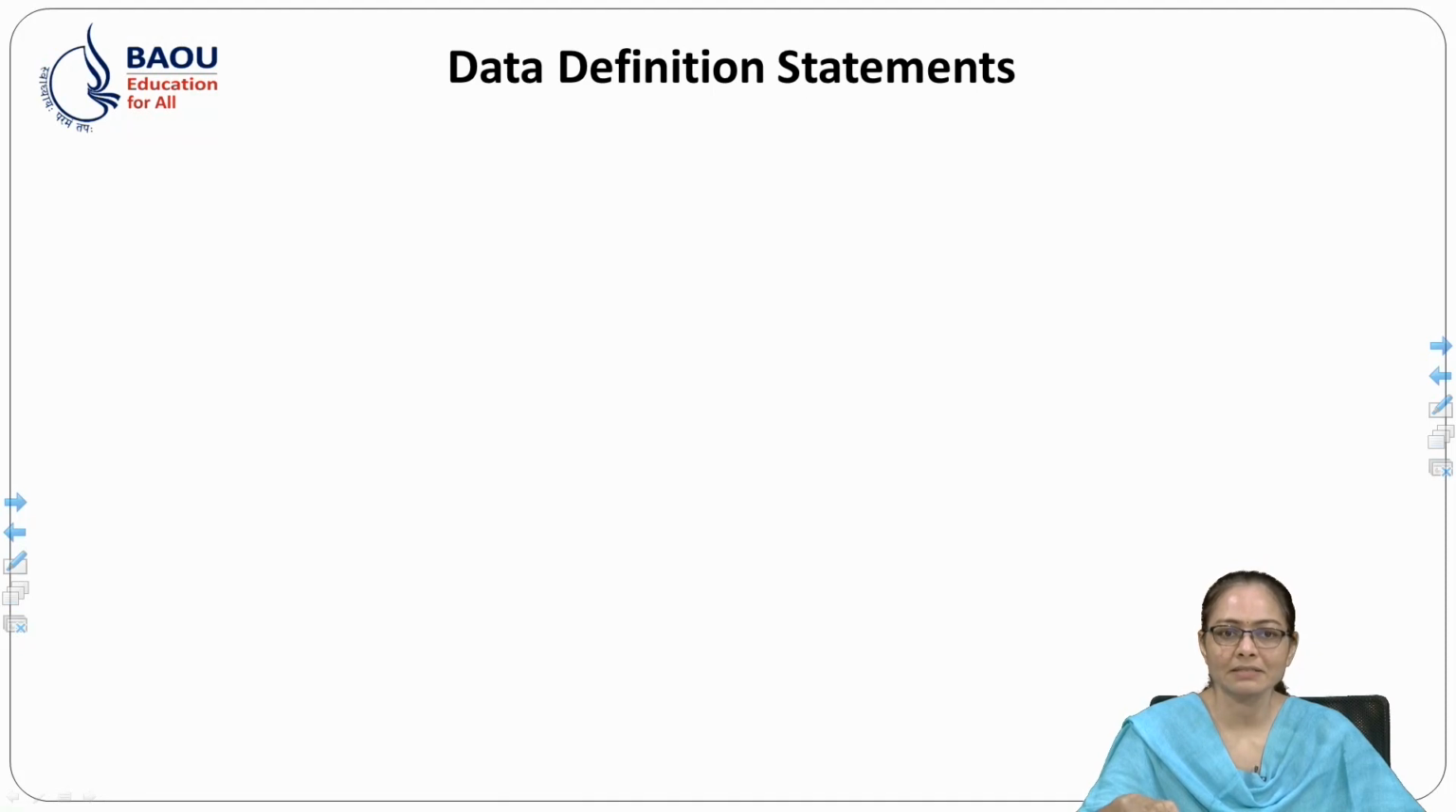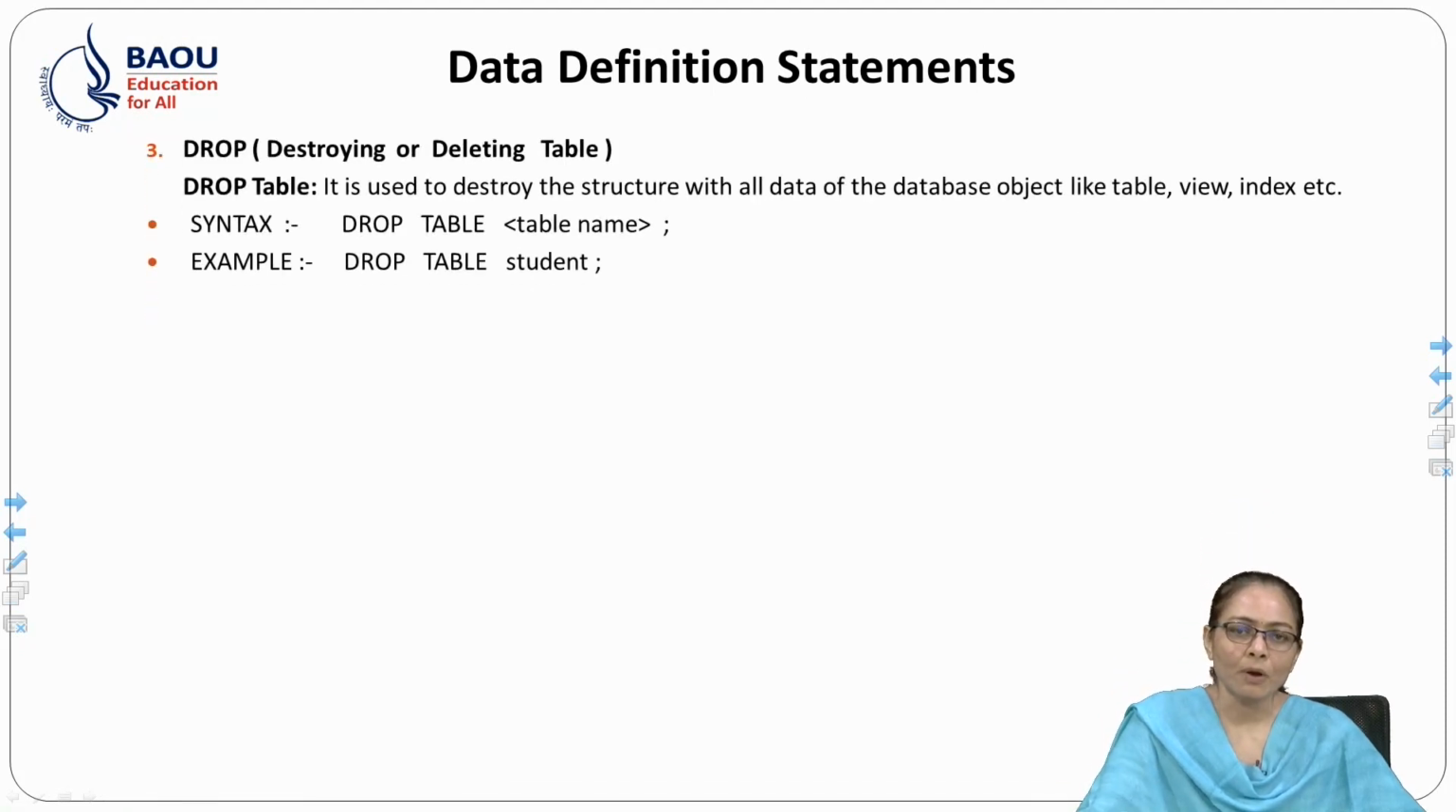Now the next command is the drop command. The drop command is used to destroy or delete the table. It is not used with the alter table command. It is used as a single drop table. It is used to destroy the structure with all the data of a database object like table, view, index, etc. The syntax of the drop command is drop table, then table name. If we want to destroy the student table, then use drop table student. So it will destroy the student table.